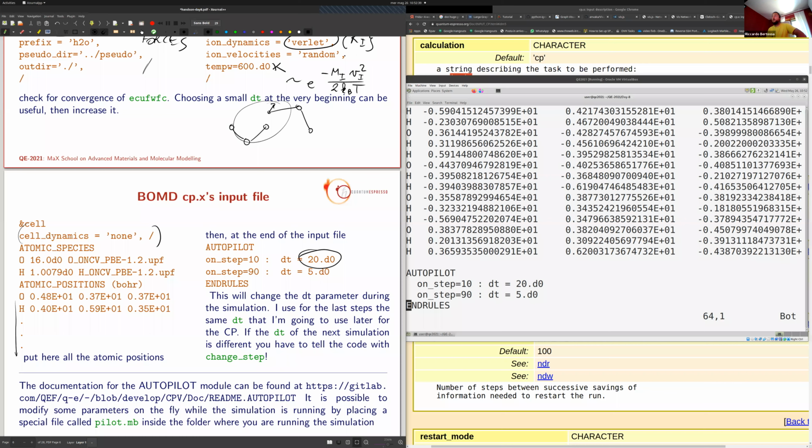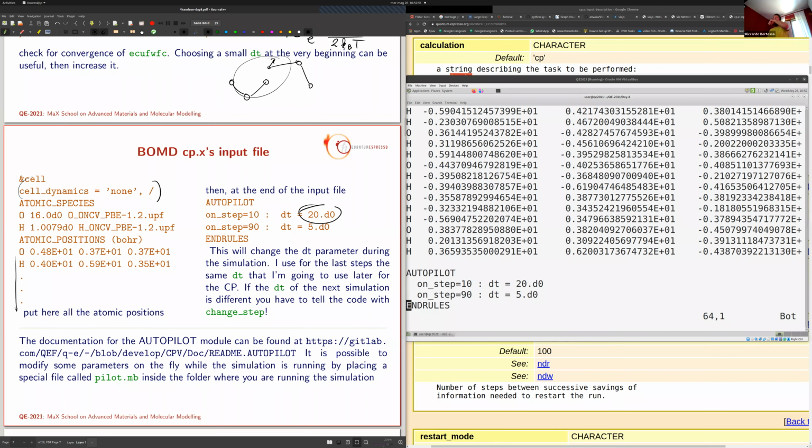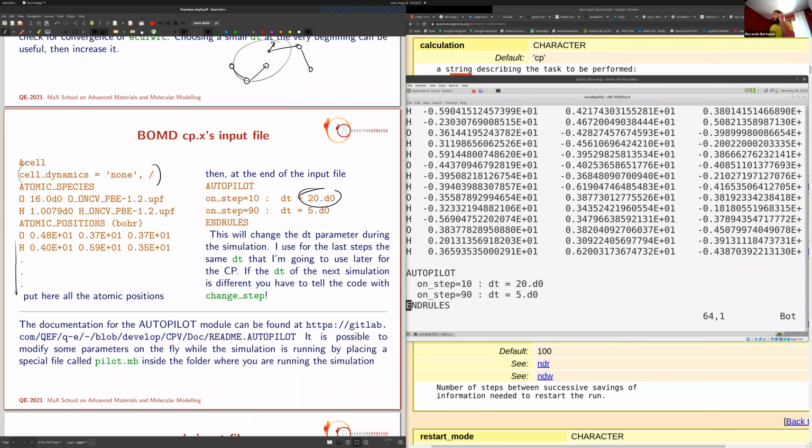With Born-Oppenheimer molecular dynamics, you can maybe use even bigger time steps than that. This is typical with Born-Oppenheimer. Then at the end, I set again a small time step, because this is the time step that I am going to use later for the Car-Parrinello simulation. I will explain later why we are using a smaller time step with Car-Parrinello simulation.